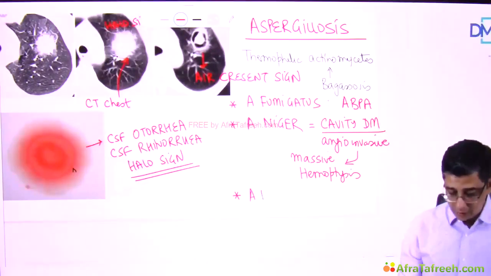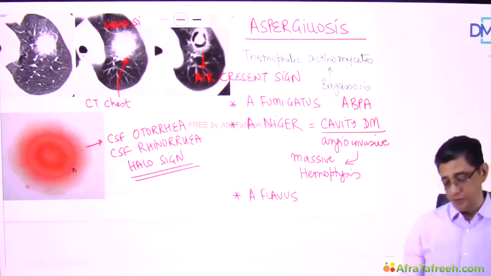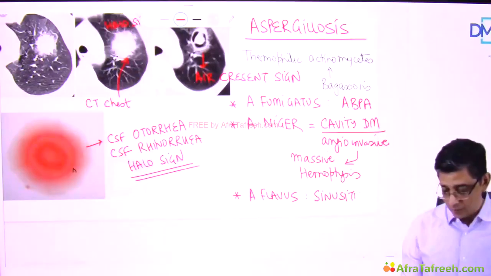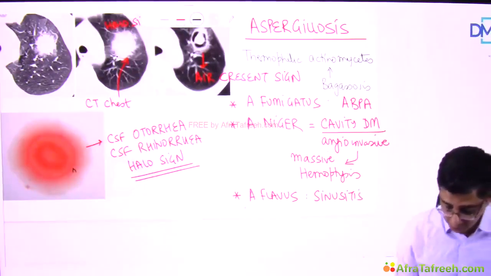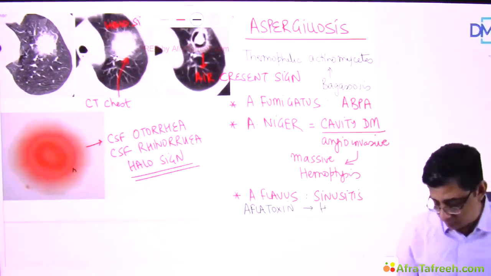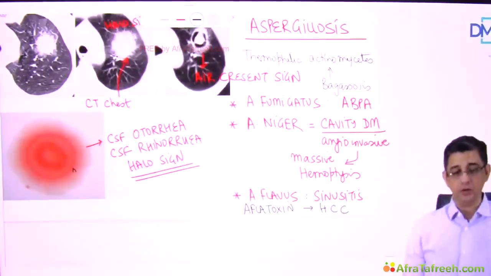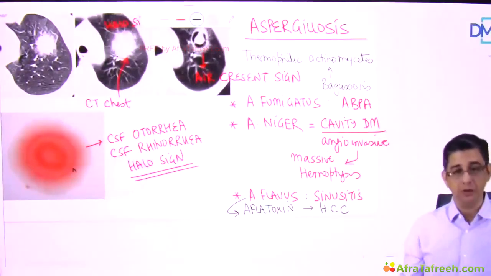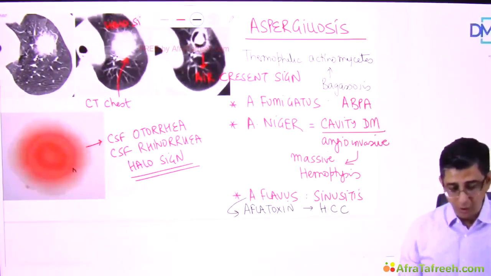Then a third variety that is asked is Aspergillus flavus. For Aspergillus flavus, I would like to remind you that it is not only responsible for sinusitis, but also for producing a toxin called aflatoxin. You would have read that aflatoxin promotes the development of liver cancer, or hepatocellular carcinoma. So this allied aspect is also to be remembered, apart from the infections associated with this fungus.